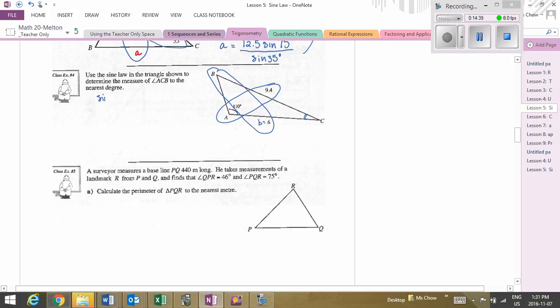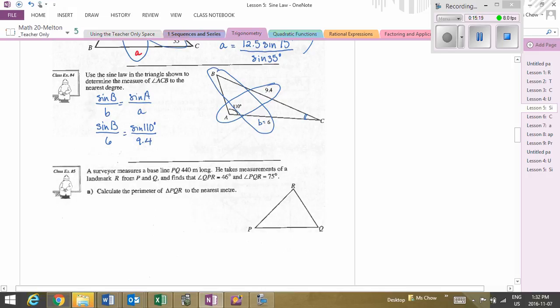So we have sine B over B is equal to sine A over A. Why did I reverse that around from last time, when I used A over sine A is equal to B over sine B? Because oftentimes it's easier to solve when the variable is in the numerator, and since it doesn't actually matter how you arrange it, we'll put the variable or unknown in the numerator. So then we fill in what we have. Sine of B over 6 is equal to the sine of 110 degrees over 9.4.